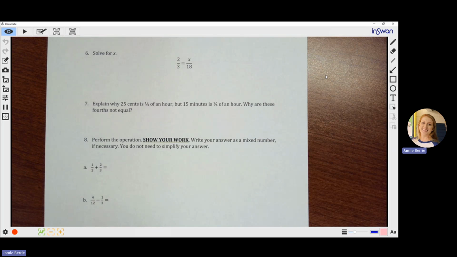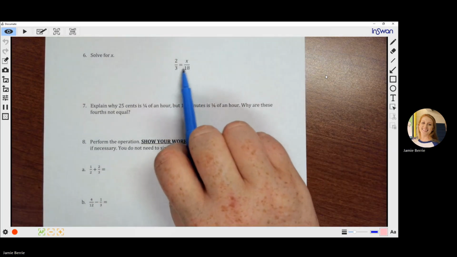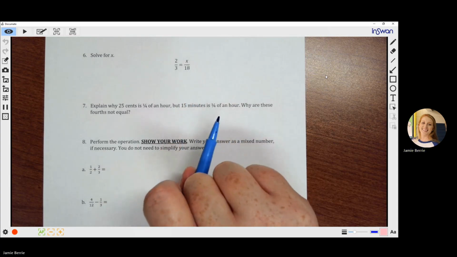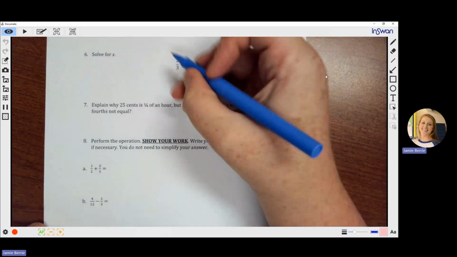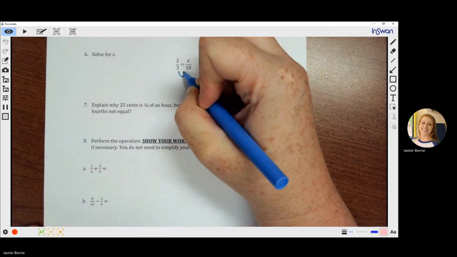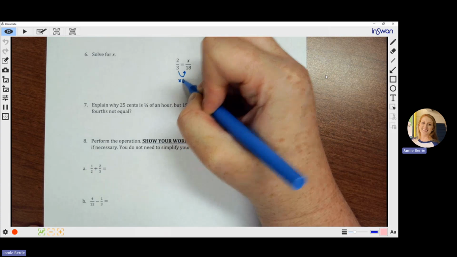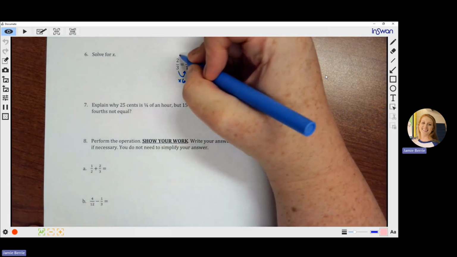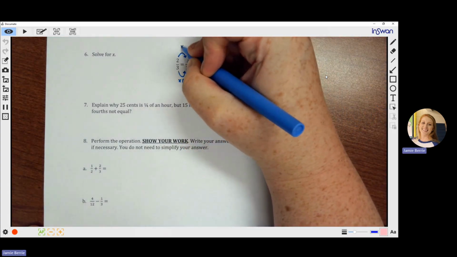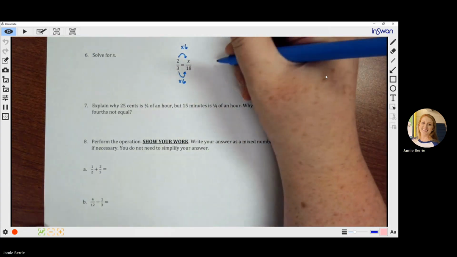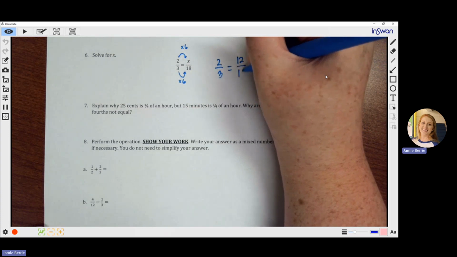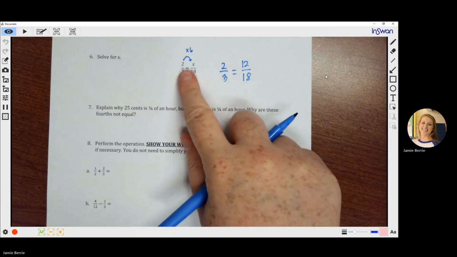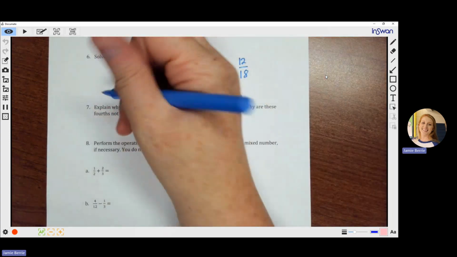But an easier way maybe to do it is just to say, okay, what would I need to do to 3 to make that into 18? You would multiply by 6, right? So to get from there to there, you would multiply by 6. So we're going to do the same thing to 2 in the top. We're going to multiply by 6. So that tells us that 2/3 is the same thing as 12/18. So that tells us that x is 12.